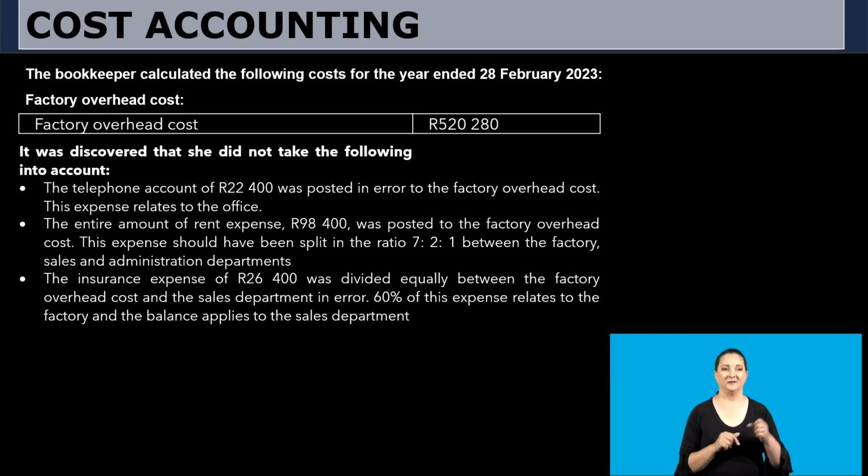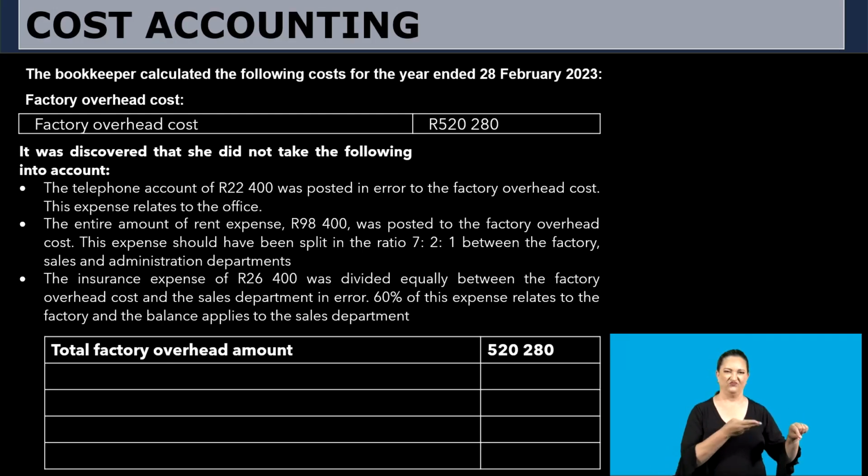And here we have some transactions and we have to do the corrections. We are given the factory overhead note. So let us begin. We are told the bookkeeper calculated the following cost for the year ended 28 February, and then we are given 520,280. It was discovered that she did not take the following into account. The telephone account of 22,400 was posted in error to the factory overhead cost. This expense relates to the office.